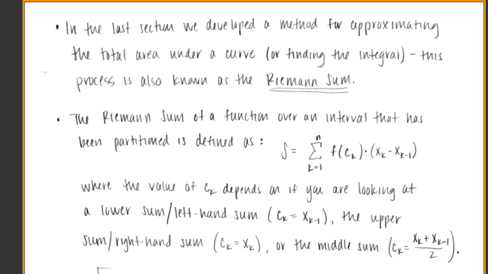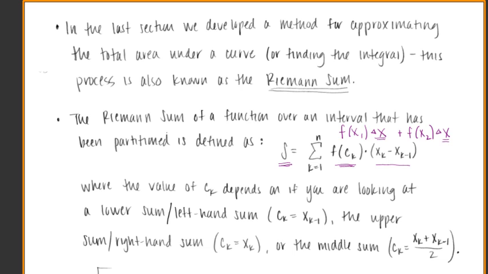The Riemann sum of a function over an interval that has been partitioned is defined as follows. The sum goes from 1 up to n, depending on how many intervals you have. If you recognize this, it's the y value times the difference in x values. Anytime you plug a value into a function, you get a y value. Isn't that exactly what we did in section 5.1? We were finding f of x1 times the change in x, plus f of x2 times the change in x, and every time the change in x was the same because we kept our intervals the same.